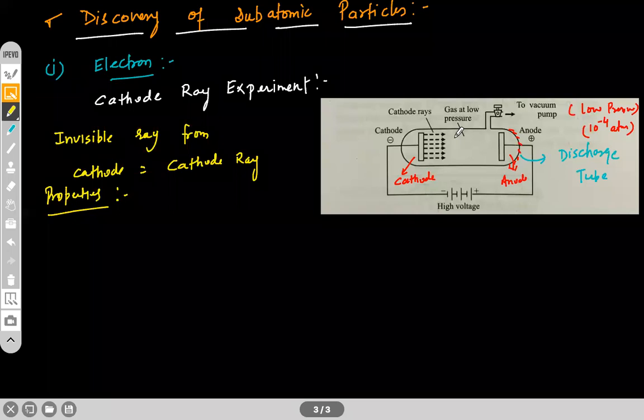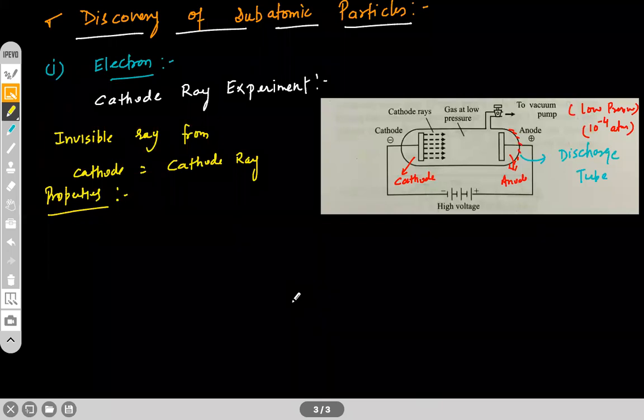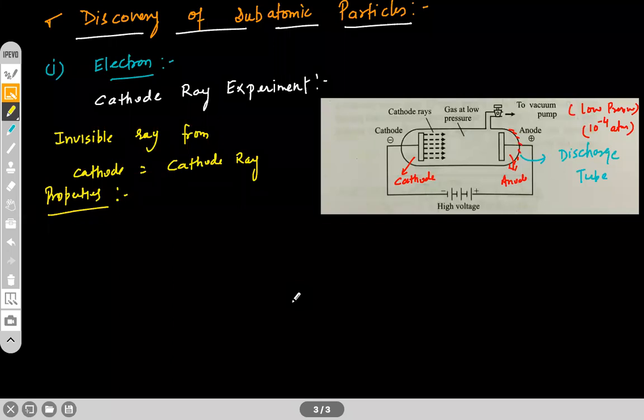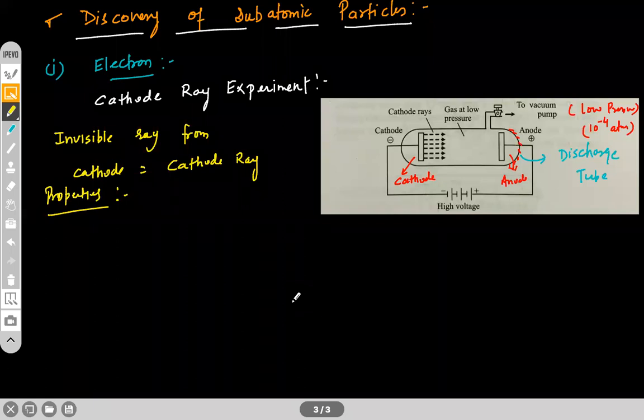First one: cathode rays travel along a straight line and form the shadow of any obstacle or object. Cathode rays travel along a straight line and form the shadow of any obstacle.